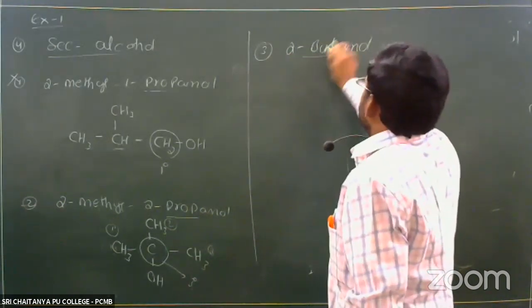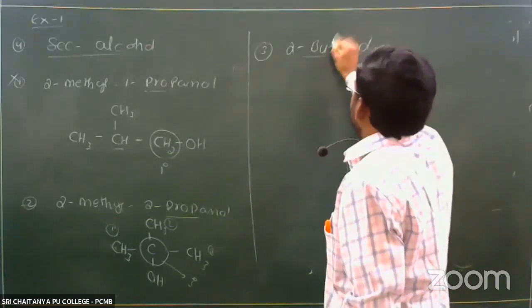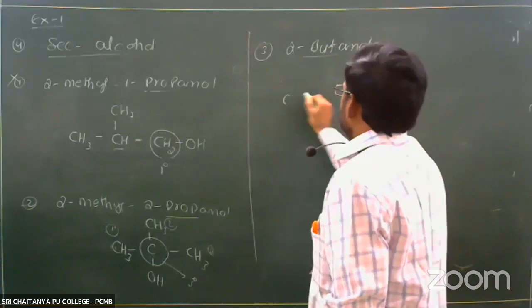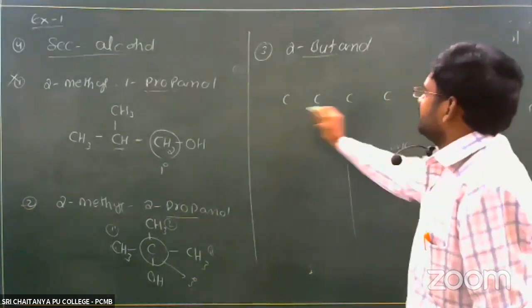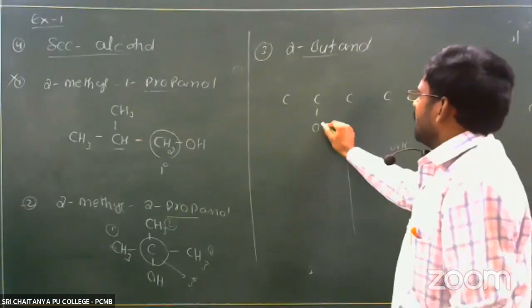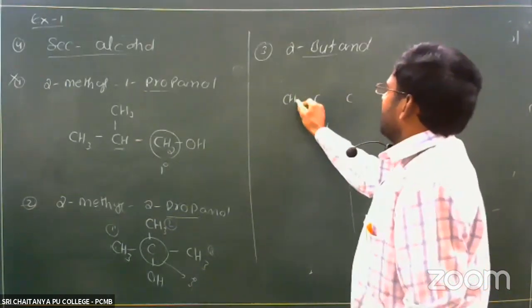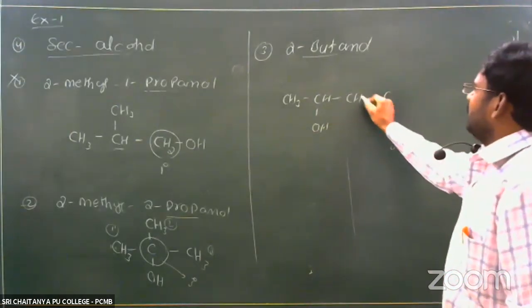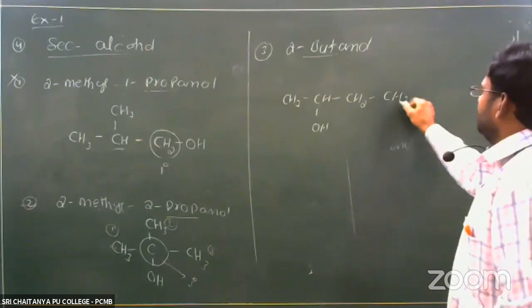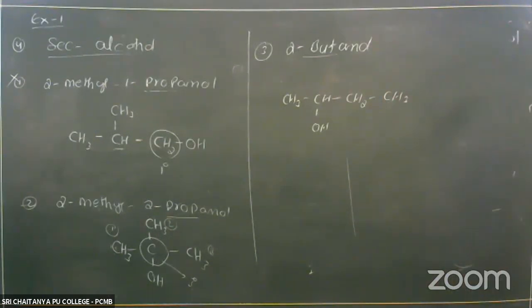But it indicates the total number of carbons is 4. First carbon, second carbon, third carbon, fourth carbon. Let this be the first carbon, and this the second carbon, with the OH. Next, this carbon requires 3 hydrogens, this carbon requires only 1 hydrogen, this carbon requires 2 hydrogens, and this carbon requires 3 hydrogens. Tetravalency of each carbon is satisfied.